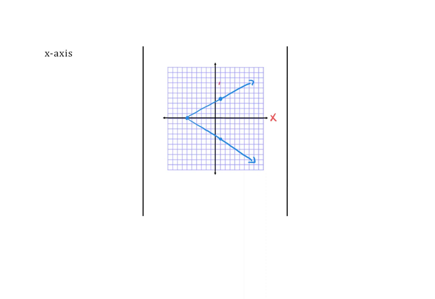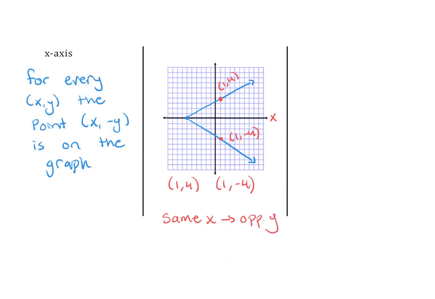So notice these points that I plotted here. So this is the point (1, 4), and this is the point (1, -4). So notice that those 2 points have the same x value, but then they correspond to opposite y values. So the more formal way to write that is for every point (x, y), there's the point (x, -y), same x, opposite y, is on the graph.